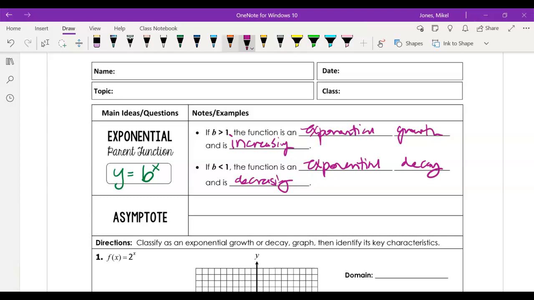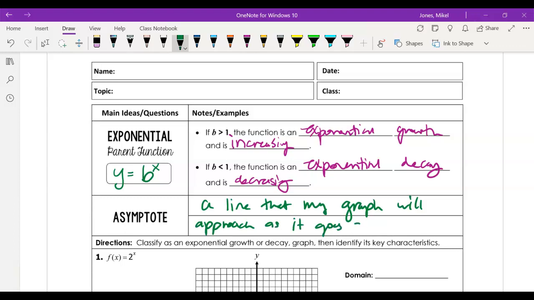So because of that, my graph will have something called an asymptote. This is a line that my graph will approach as it goes out to infinity. It could be either positive or negative infinity, just depending on if it's growth or decay. So as it approaches one of those two.